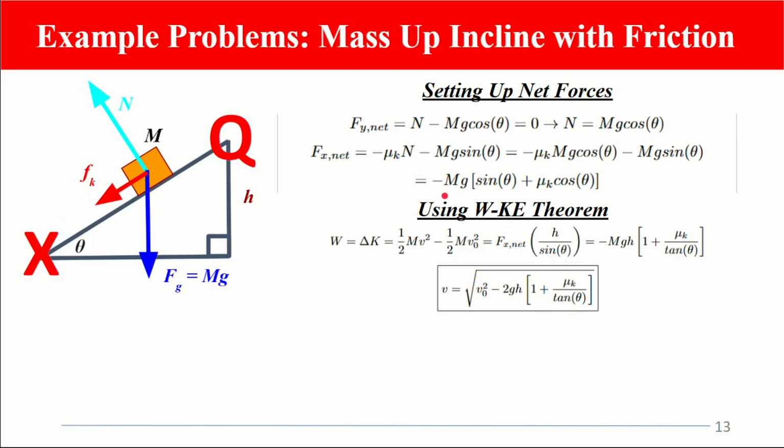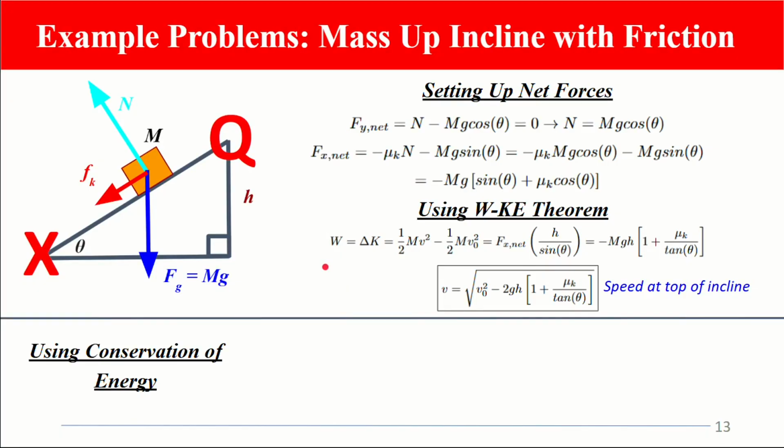And then if you stick this in as your net force in x into here, multiply by your h over sine of theta, and do all that math out, you'll get negative mgh times the quantity 1 plus mu k over tangent of theta. And then if you set this quantity equal to this quantity here, you'll find that your final speed will turn out to be this expression right here. But that's using the work kinetic energy theorem. That's old news. Let's work with conservation of energy. And yeah, that's the speed at the top of the incline.